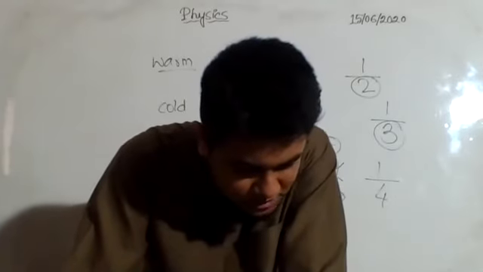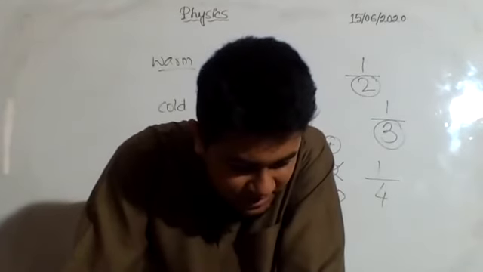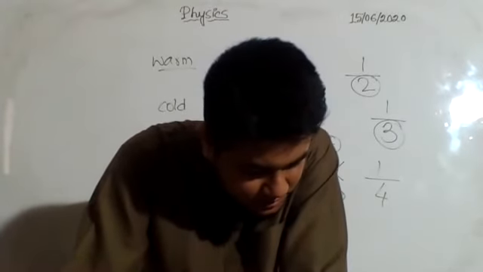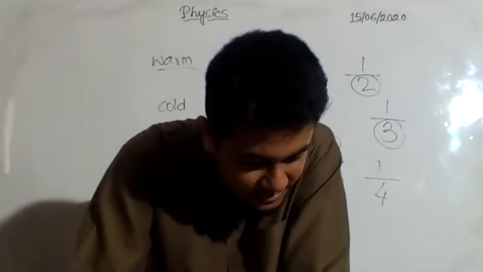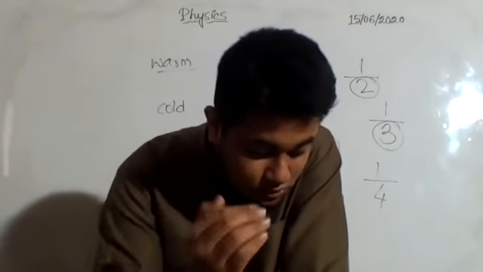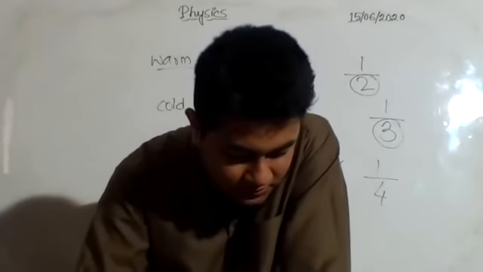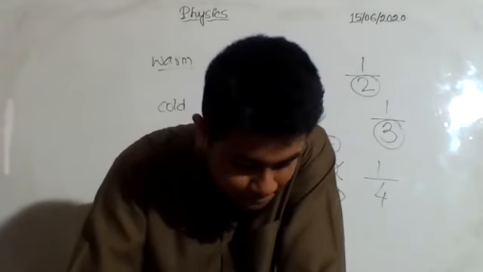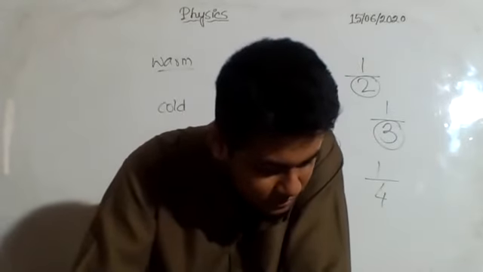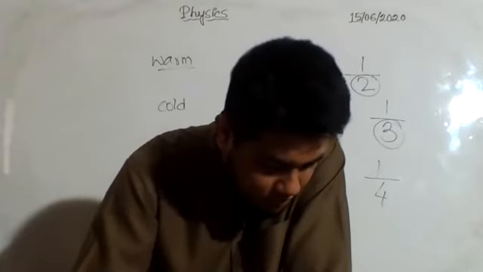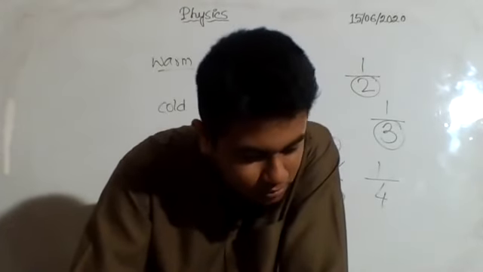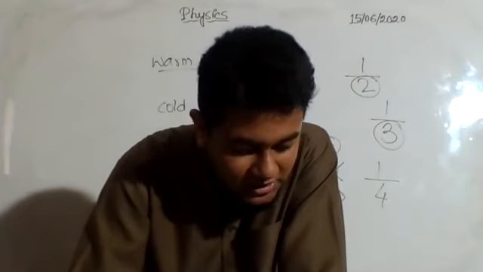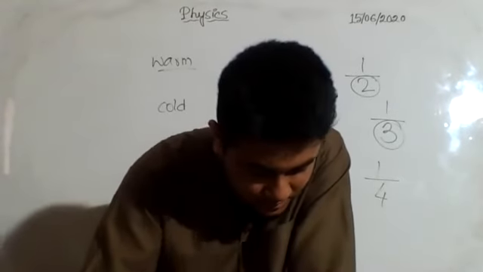What will be the change in entropy to convert 5 kg ice at 0 degree Celsius to water at 100 degree Celsius? The specific latent heat of fusion, meaning the heat needed for ice to melt, is 336,000. The specific heat of water is 4200, which we already know. Here it asks for the change in entropy, so to find the entropy we will need dq.